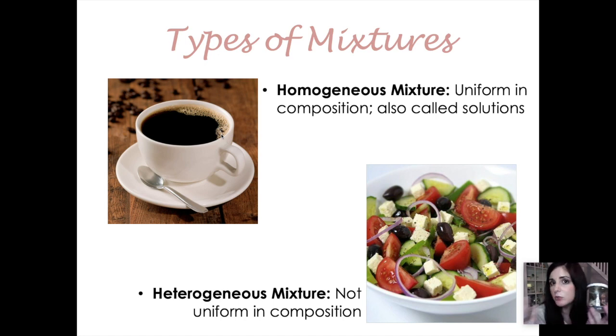A salad would also be considered heterogeneous. You can pick apart the tomatoes and the onions and the green peppers from the lettuce and all of that. So it's not uniform throughout. Just like how this jar of keys is not uniform throughout. Just like how I have this bowl of Post-it notes and things. So this is heterogeneous because you can pick apart the different components of this.